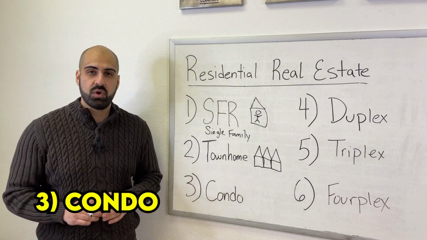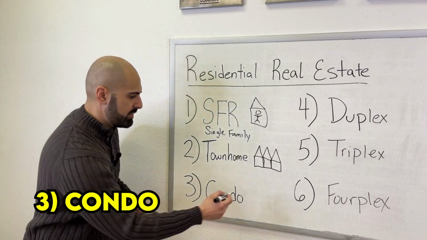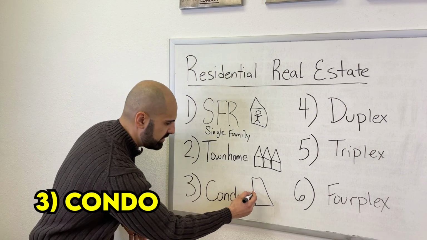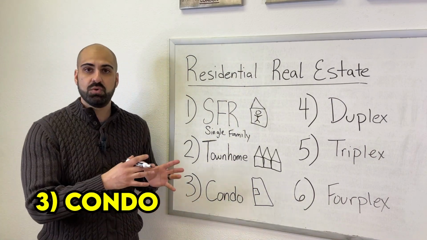Number 3 is going to be a condo or condominium. This is just an apartment that you own. So think about a building, right, with multiple floors, multiple units. You don't own the whole building, but you own, let's say, the 3rd floor unit. That's you right there. That's your condo, your apartment that you own.